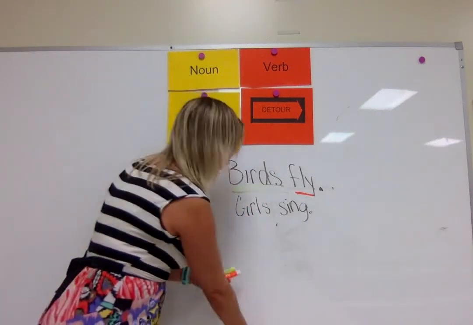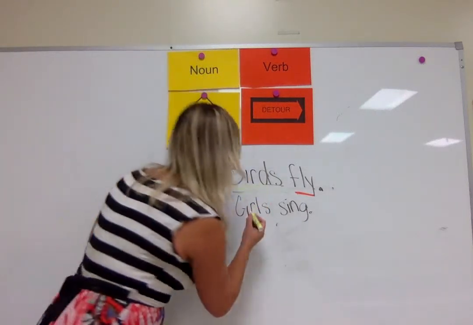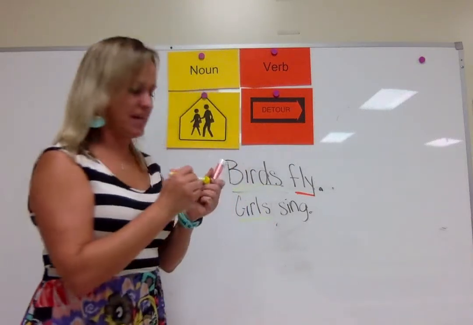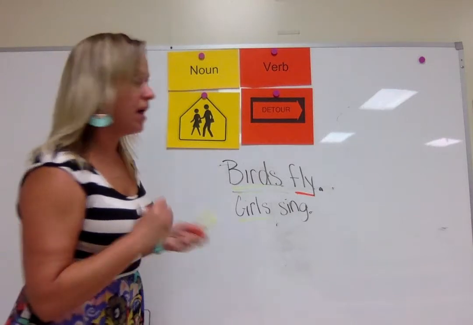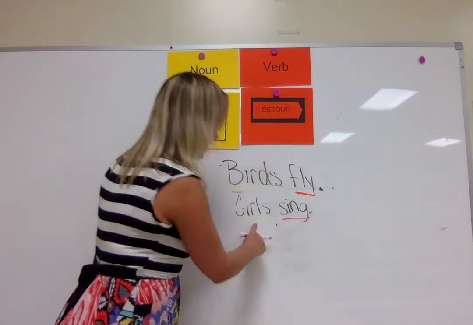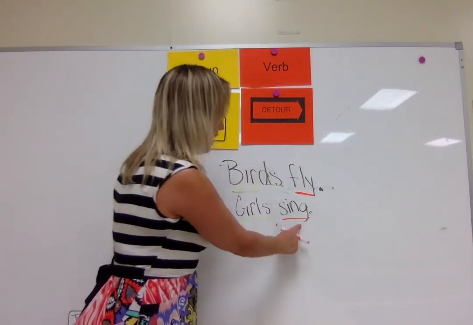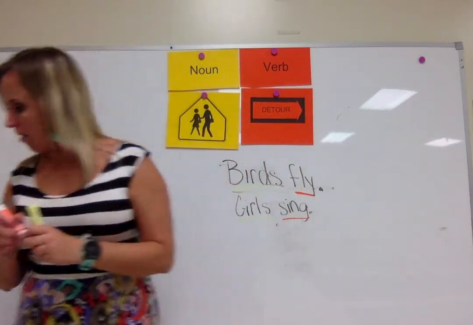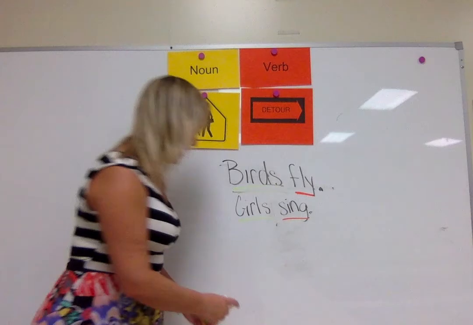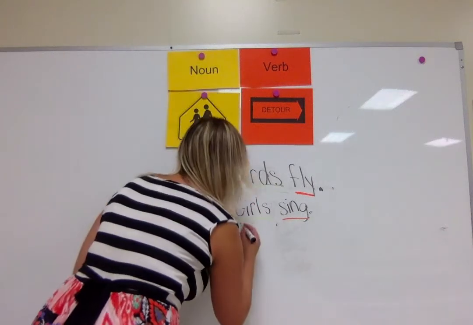Who or what am I talking about? Girls, right? So I'm going to color that yellow. What are they doing? What's my action? What's my verb? Sing. Okay, so I've got a yellow, my noun, my who. What do they do? What's the verb? They sing. All right, we're going to do one more together, and then you're going to start doing some on your own.